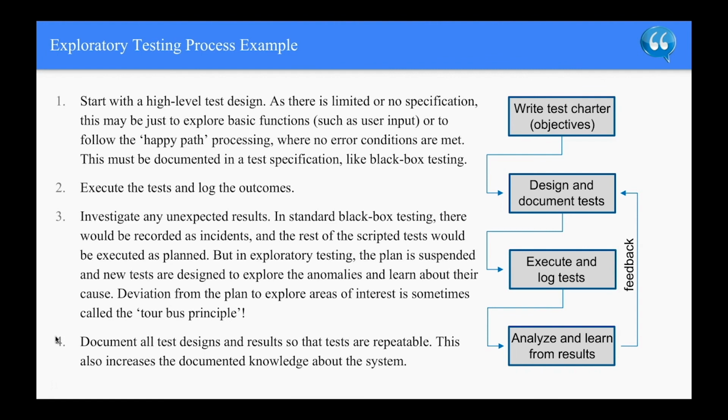Then number two, execute the tests and log the outcomes. Number three, investigate any unexpected results. In standard black box testing, these would be recorded as incidents, and the rest of the scripted test would be executed as planned. But in exploratory testing, the plan is suspended and new tests are designed to explore the anomalies and learn about their cause.